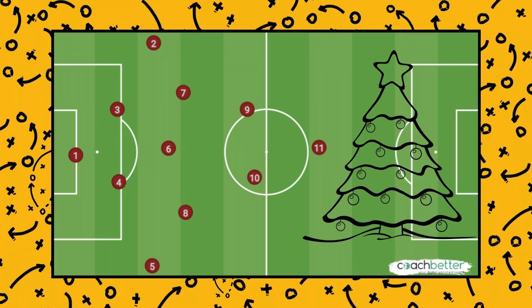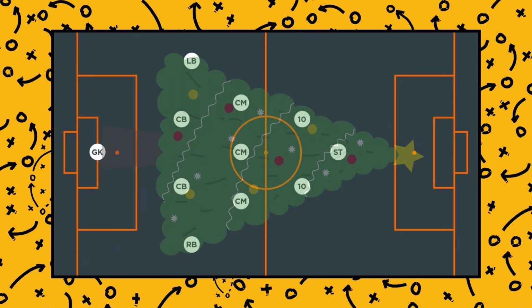First up, why is it called the Christmas tree formation? Well, it's pretty simple. It's because it looks like a Christmas tree once you've drawn it out. So there's 4 at the back, 3 in midfield, 2 just ahead, and then a lone striker. So when you draw a line around it, it looks a bit like a Christmas tree.